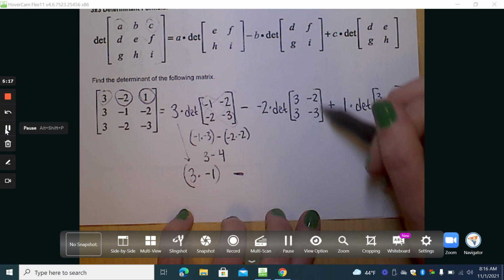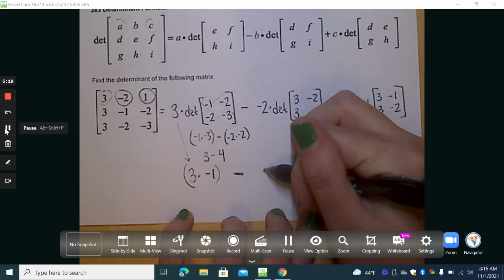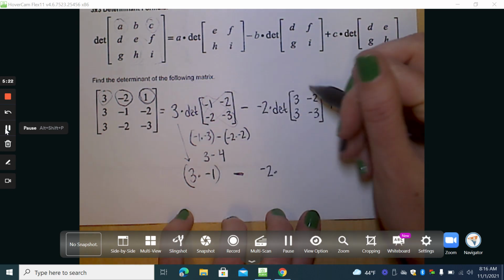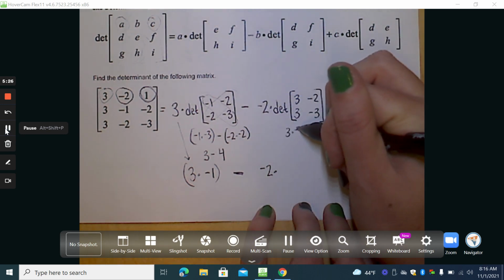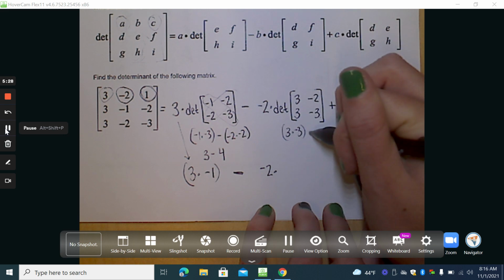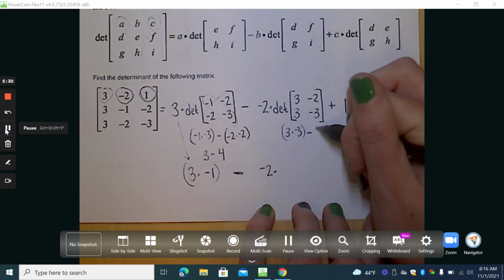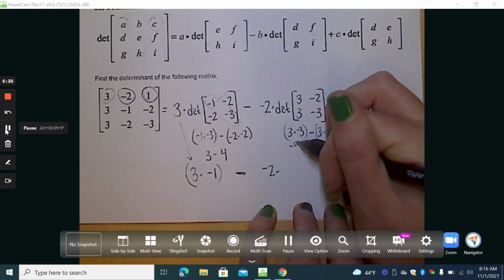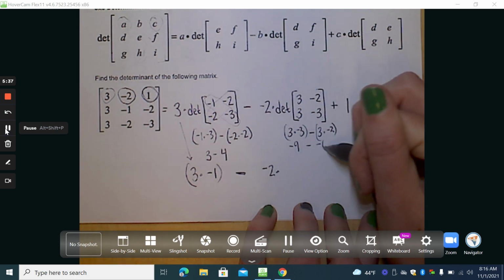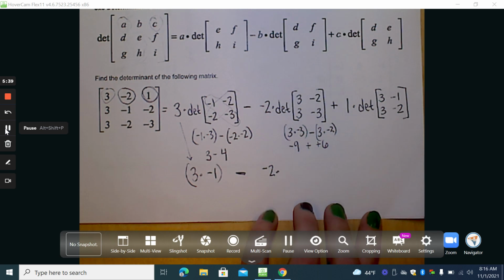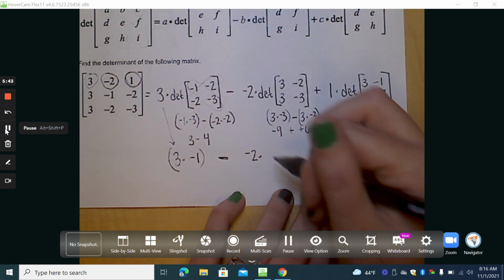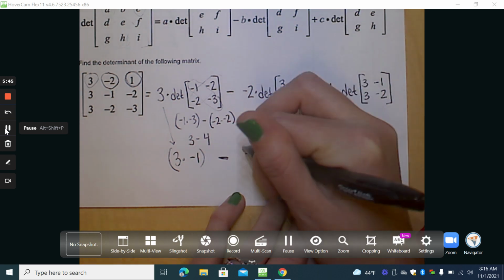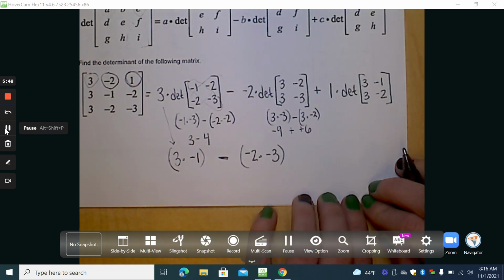And then for my second one, I'm going to find this determinant. I know it's going to be negative 2 times whatever I might get as my determinant here. So 3 times negative 3 minus 3 times negative 2. And so I'll get negative 9 minus negative 6. That minus a negative, I go ahead and change to plus a positive. And so I get negative 3. So negative 2 times negative 3 is my next section.